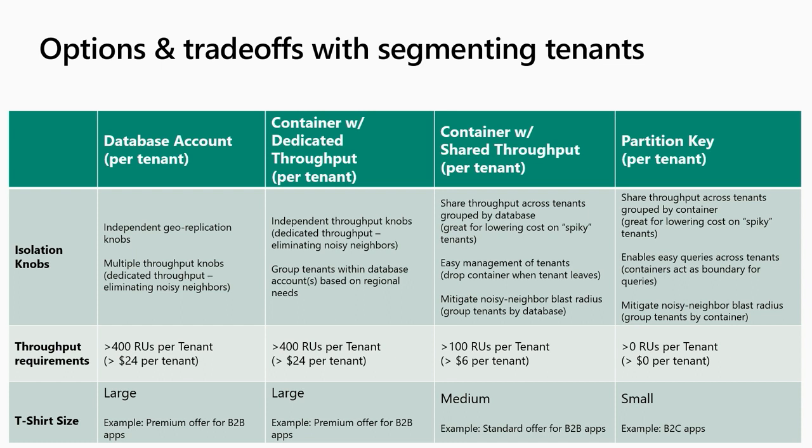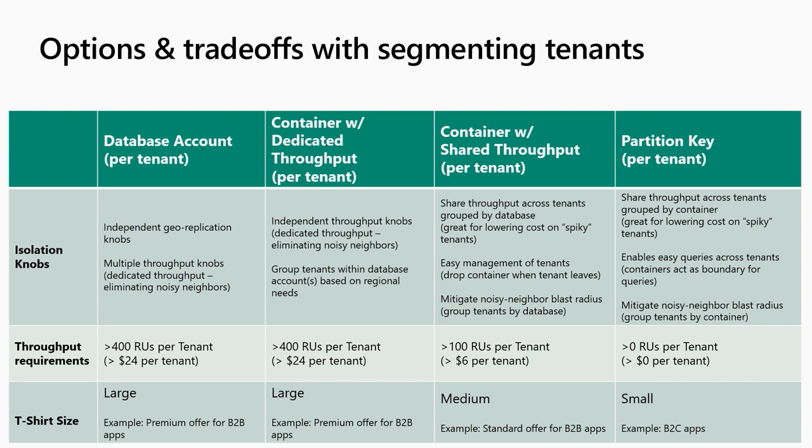And the big challenge here is as you strengthen that isolation, the minimum throughput for a database does scale with respect to the number of containers. We need at least 100 RUs to power each one of the containers when you're using the shared throughput model. And so this raises the cost per tenant to at least $6 a month per tenant, roughly.